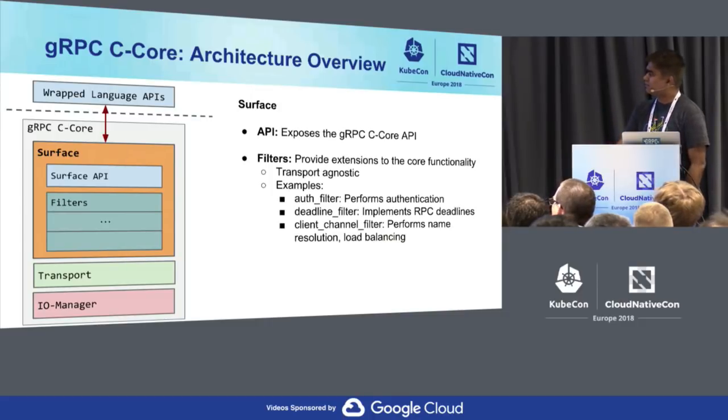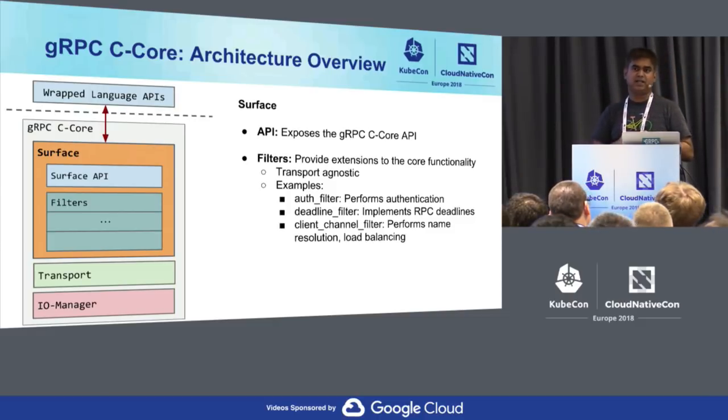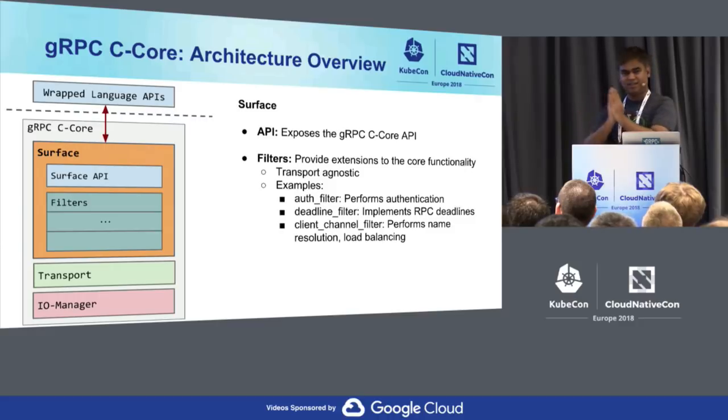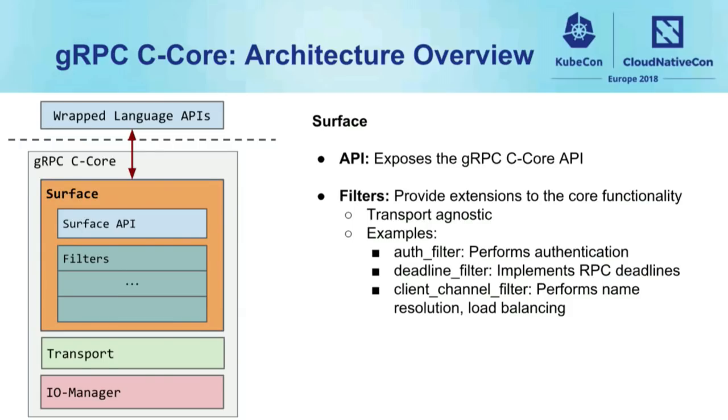Okay, so now let's look at the architecture of core. Core is divided into 3 layers. The topmost layer is aptly named the surface layer, which itself is divided into 2 parts. One part is the API layer, which provides the C-Core API, and below the API layer sits the filter stack. Those are the ones that provide all the extensions I talked about. Again, just to remind you, we do not encourage applications to directly call the C-Core API. They typically use the wrapped language APIs, and the consumers of this are the wrapped language APIs. I just wanted to make it clear.